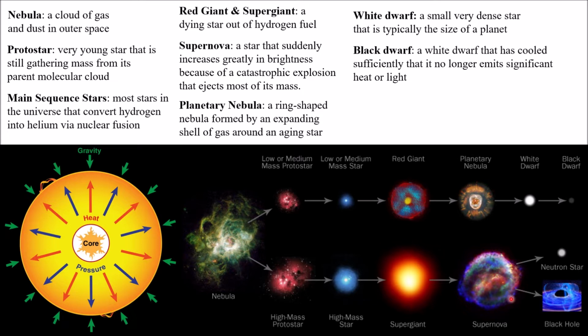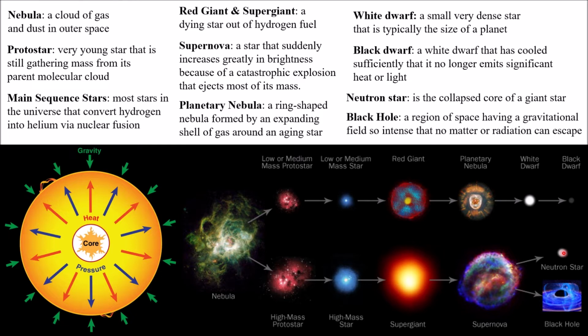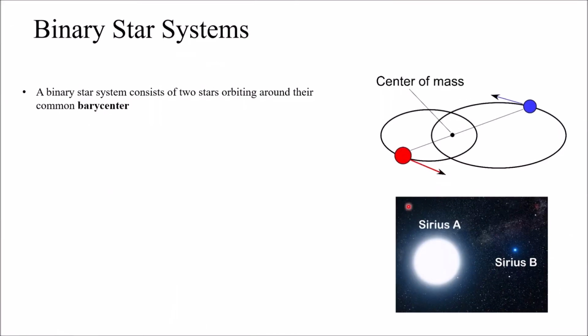And then over here after the supernova we could have a neutron star, which is pretty much one of the densest stars that you can have. It's the collapsed core of a giant star. And then we also could have a black hole, which I'm sure you've heard of. And that's basically a region where the gravitational field is so intense that you can't have matter or radiation, like light, escape. All right, so now we'll go into a binary star system.